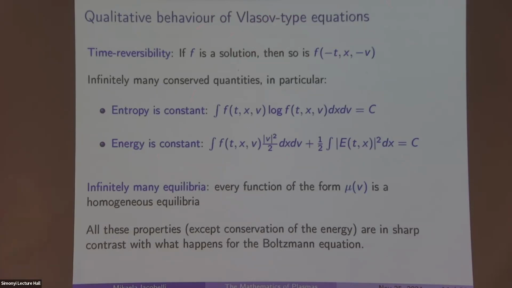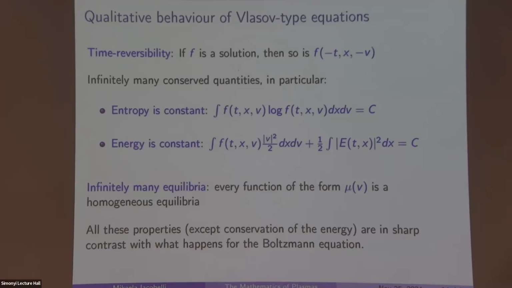But in both systems there are some properties that keep being there, despite the species being electrons or ions. One is that this system is time reversible. Then we have conservation of entropy, conservation of energy, and conservation of many quantities. In particular, we have also infinitely many equilibria.